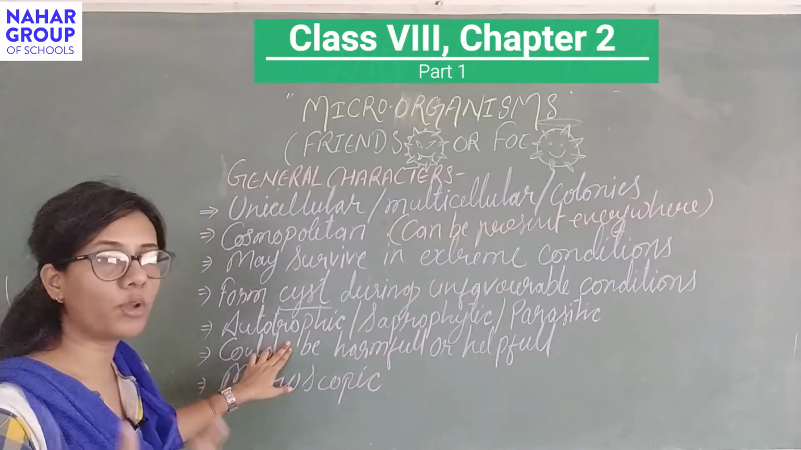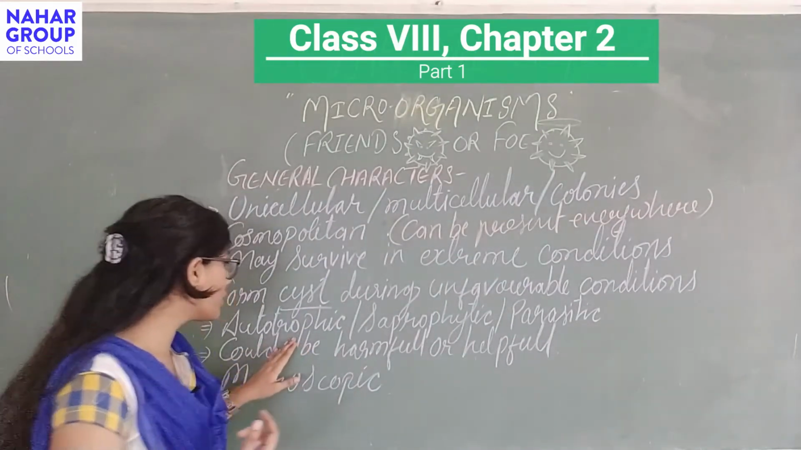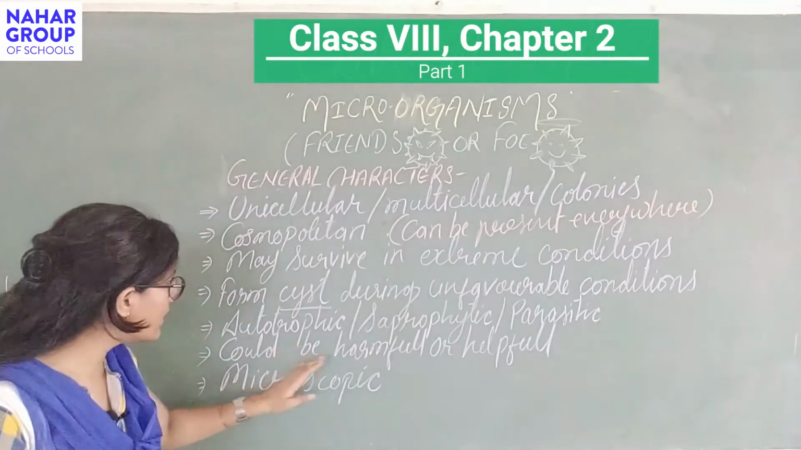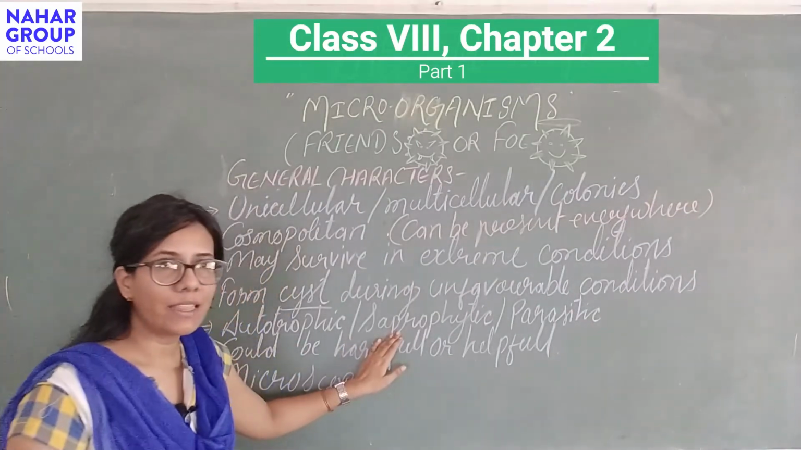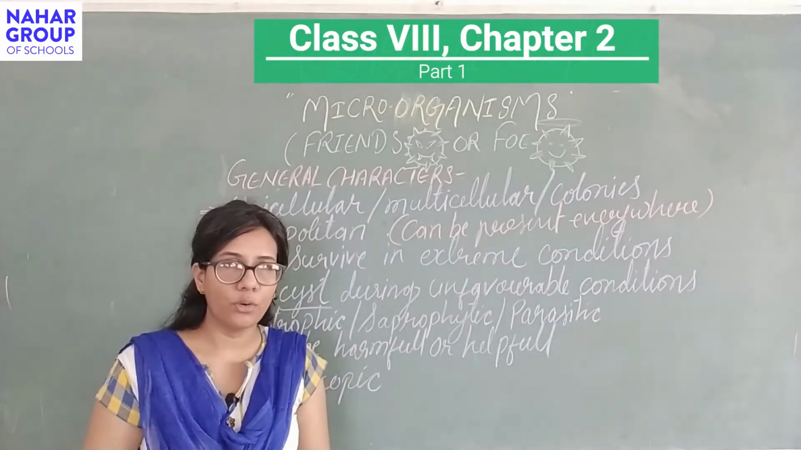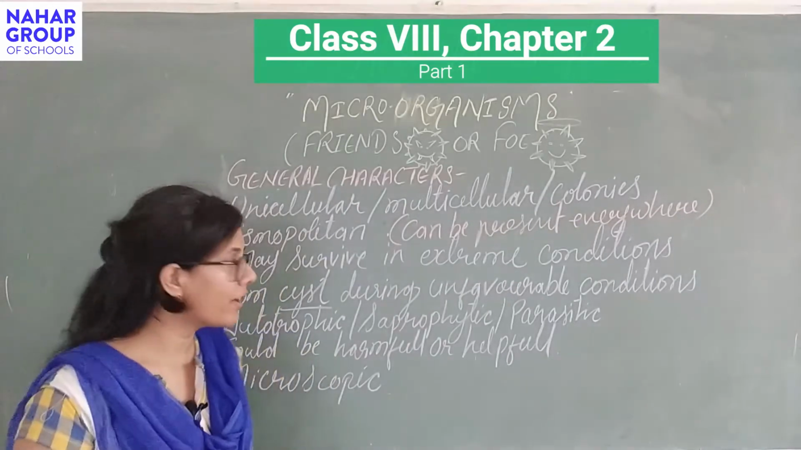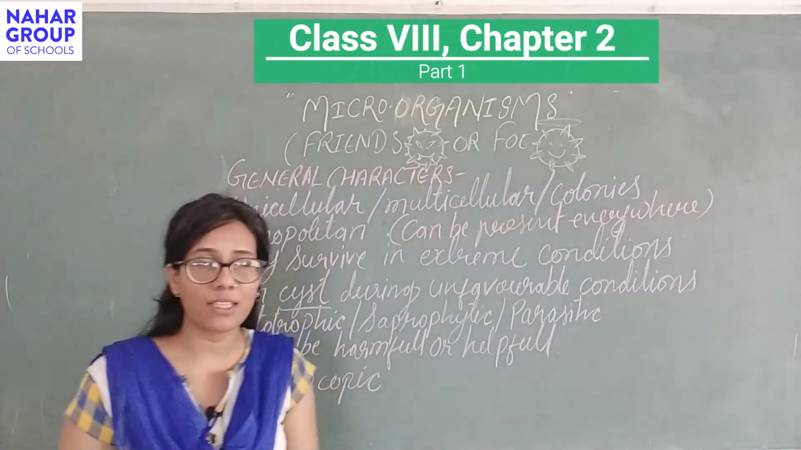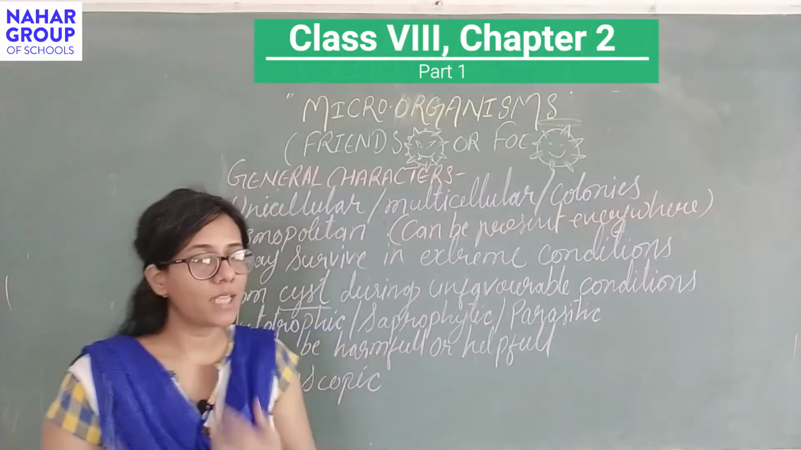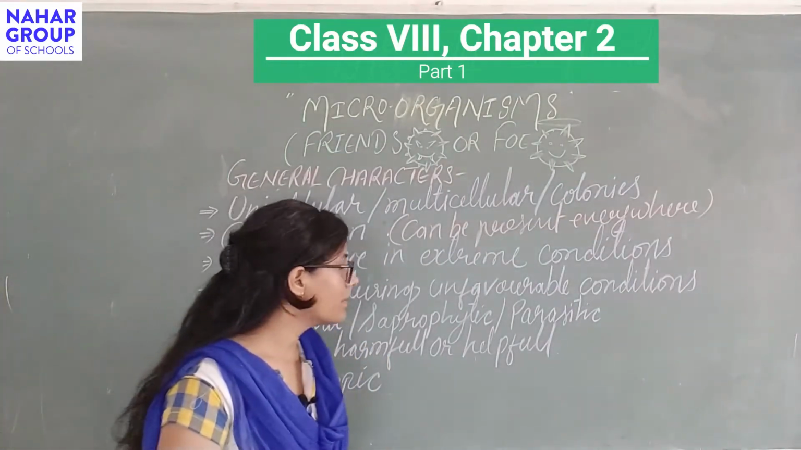Next is the mode of nutrition of microorganisms. They could be autotrophic, that means they can make their own food, like cyanobacteria. They can be saprophytic, that means they can get their food from dead organisms, like fungi. You have seen fungus, mushrooms growing on dead trees. Those mushrooms are also microorganisms.